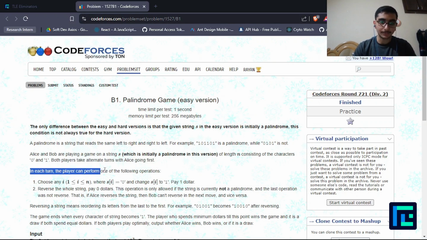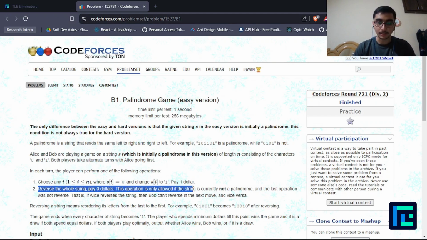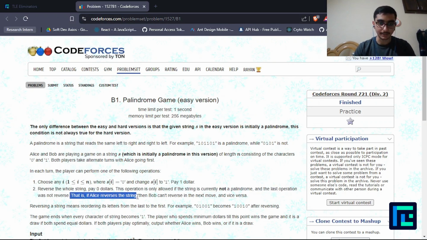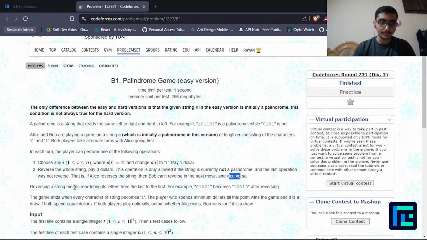In each turn, the player can perform one of the following operations. Choose any i from 1 to n where s of i is 0 and change s of i to 1 by paying $1. Or the other operation could be reverse the whole string, pay $0. This operation is only allowed if the string is currently not a palindrome and the last operation was not reverse. That is, if Alice reverses the string, then Bob can't reverse the string in the next move and vice versa. Reversing a string means reordering its letters from last to the first. For example, 01001 becomes 10010 after reversing.